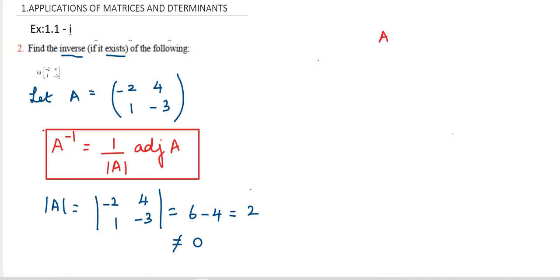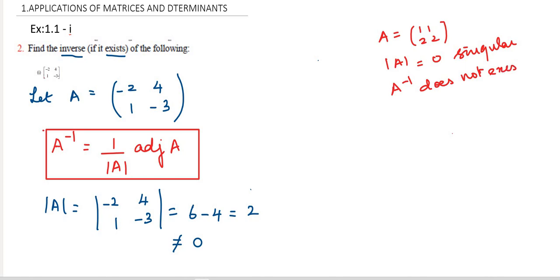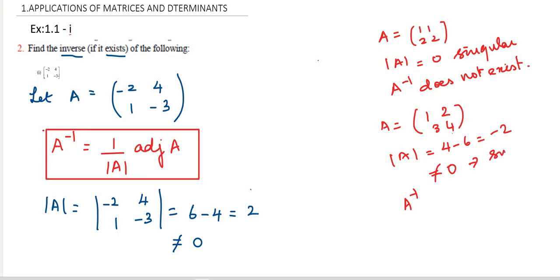We know that for any given matrix, if the determinant is equal to 0, we call the given matrix a singular matrix. In this case, A inverse does not exist. Only if, for example, A is equal to [1, 2; 3, 4], then determinant of A is equal to 4 - 6 = -2, not equal to 0, then only we say the given matrix is a non-singular matrix. If it is a non-singular matrix, then A inverse exists.